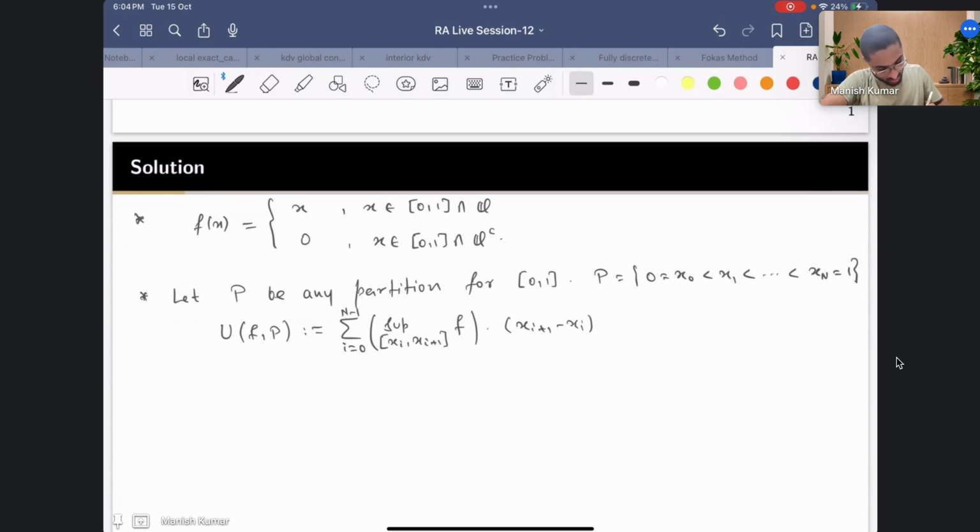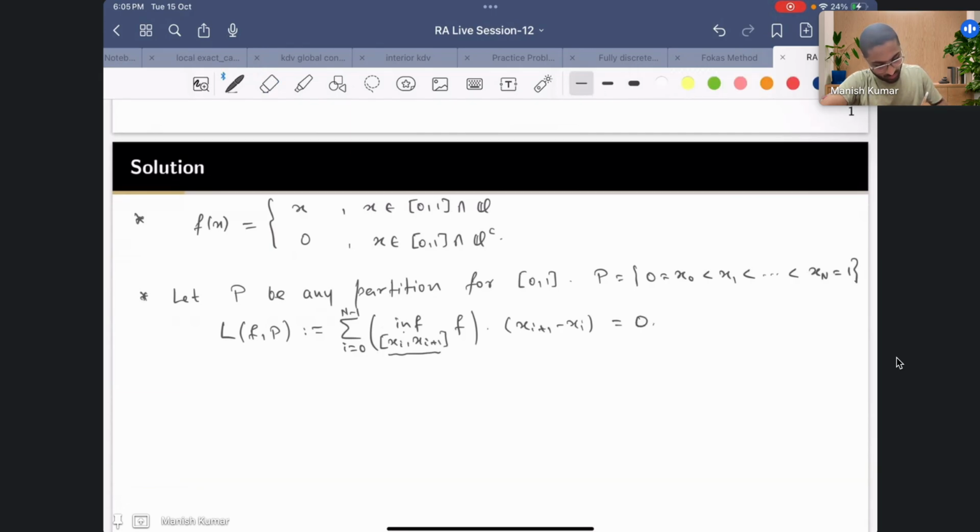Now let's not talk about the upper sum first; let's talk about the lower sum first. We'll talk about the infimum. You can see in this function, whatever interval you choose, there will be a rational number inside this interval, and at an irrational point the function will take the value 0. So the infimum of the function in any of the subintervals will be 0, right? So this whole summation will turn out to be 0.